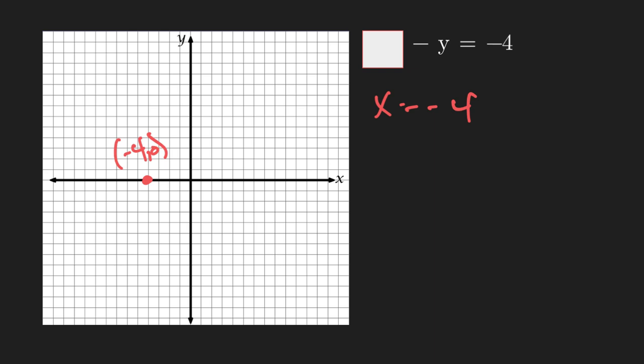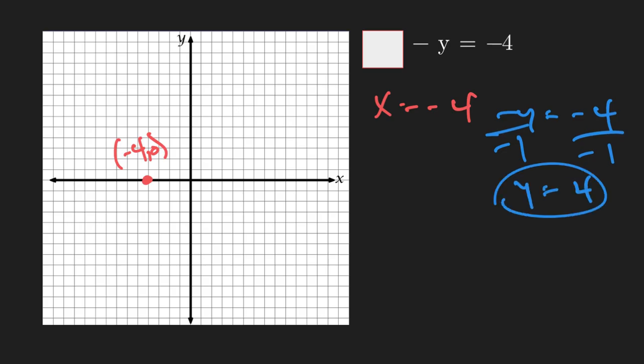Now right here, if we cover up our x, be careful of that minus sign, okay? Be careful there. Here's what we have left. -y equals -4. Divide by -1. Okay, so just be careful there. Watch your signs. That's going to end up being +4. -4 divided by -1, +4. So 1, 2, 3, 4.